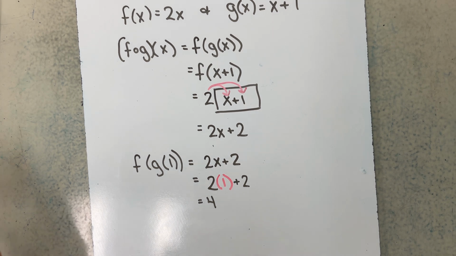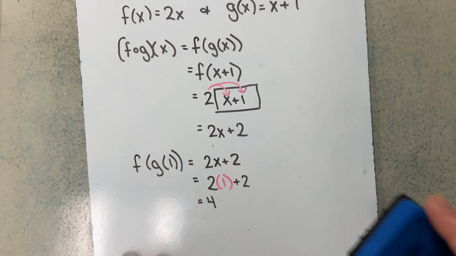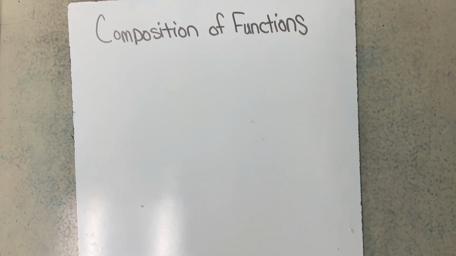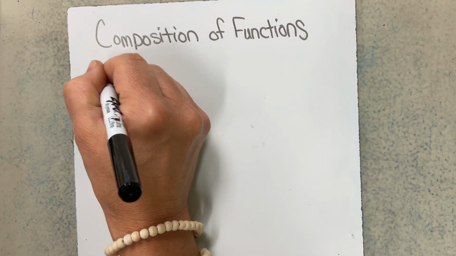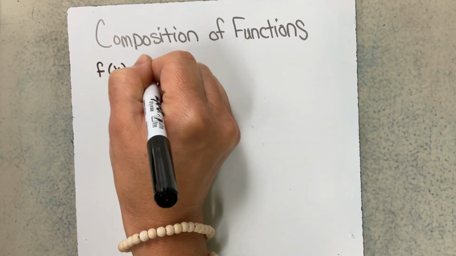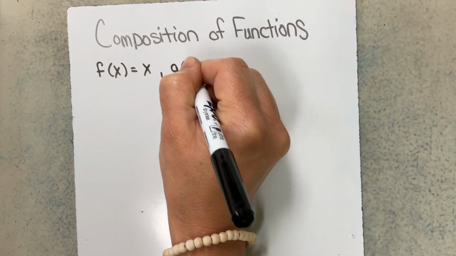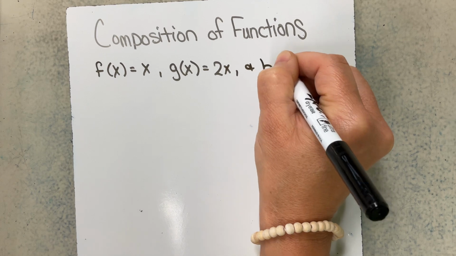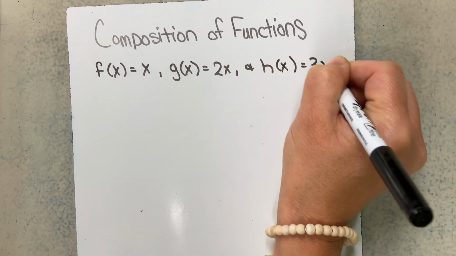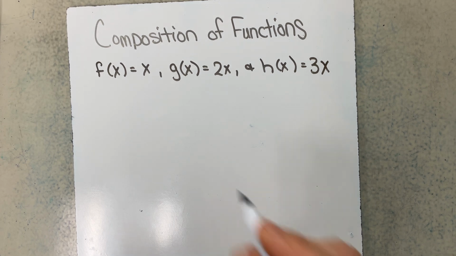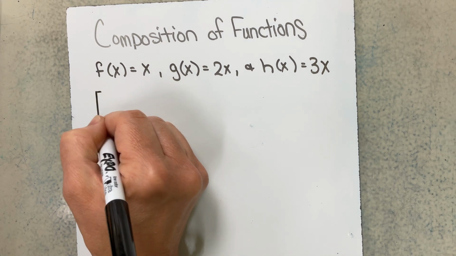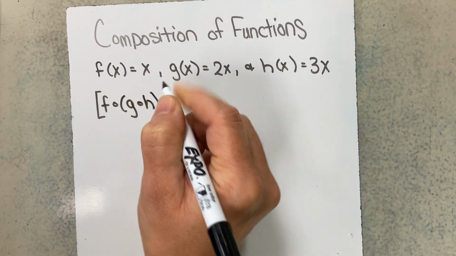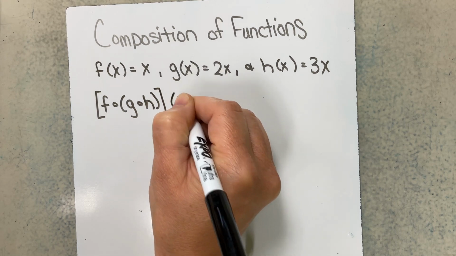Let's try this one. One last one. This one's a little bit more involved because there are 3 pieces here. If f of x equals x, g of x equals 2x, and h of x equals 3x, so 3 different pieces this time, I want to find f of g of h.